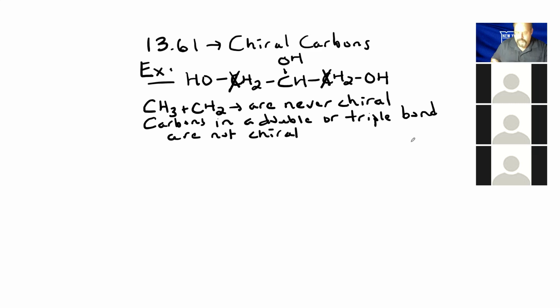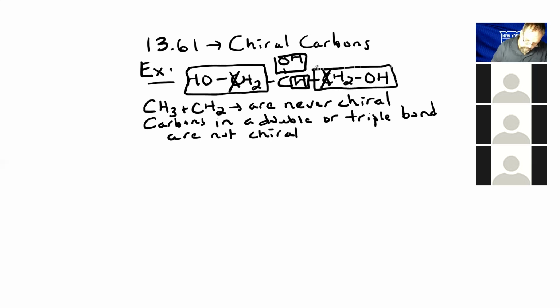Here's how I would go about doing it. What are the 4 things attached to this carbon? You have hydrogen, you have OH, you have the left portion, which is CH2 connected to OH, and you have the right portion, which is also CH2 connected to OH. Are those 4 different atoms or groups of atoms? And the answer turns out to be no. This structure has no chiral carbons.